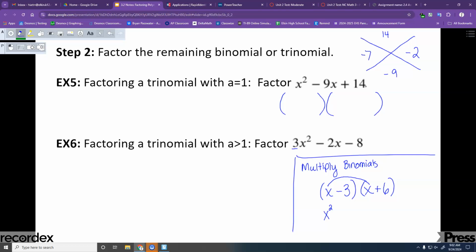So x times x is x squared. Then you have to distribute your x over here to the 6. So that would be x times positive 6, which would give you positive 6x. Right? Okay? But if you just stop there, you didn't do anything with your negative 3. So you have to take this negative 3 and also distribute it. So negative 3 times x is going to give me negative 3x, and negative 3 times positive 6 is going to give me negative 18. We all right there?